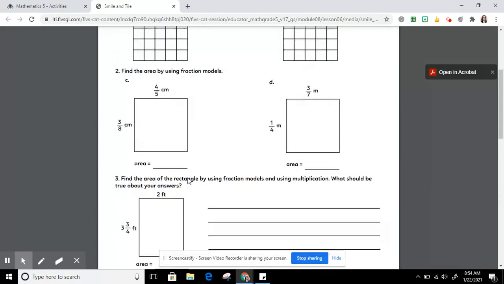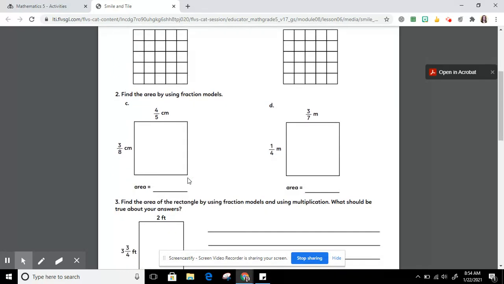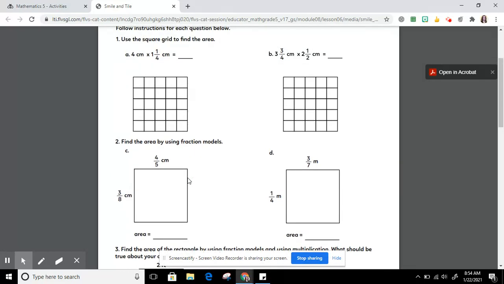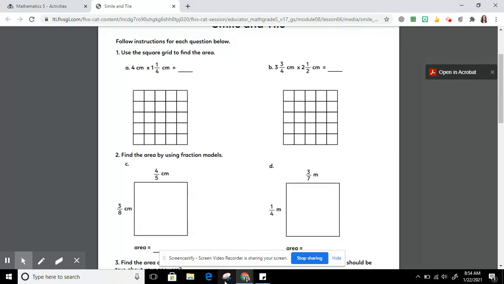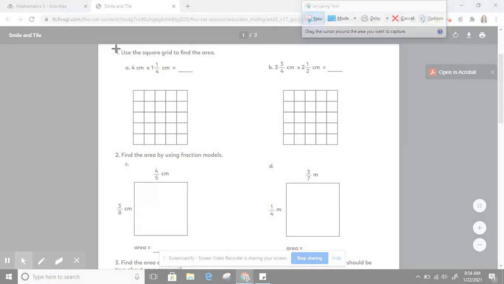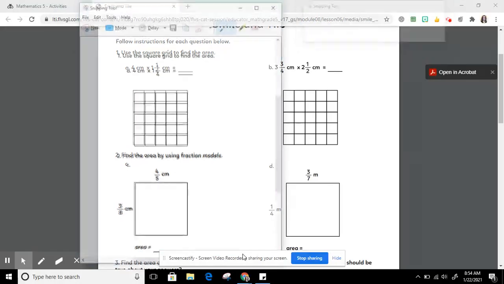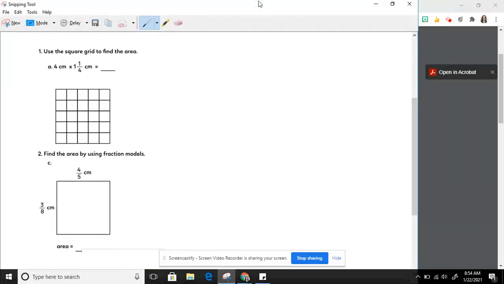All right, so as I said, we're going to do a couple of these together. I'm going to do 1A, 2C, and number 3. I think I can get 1 and 2 on here together. Perfect. Just cut off a little bit. That's okay. All right, so you've got your two problems here, 1A and 2C, we're going to do together. So number 1A, you are using the square grid to find the area.